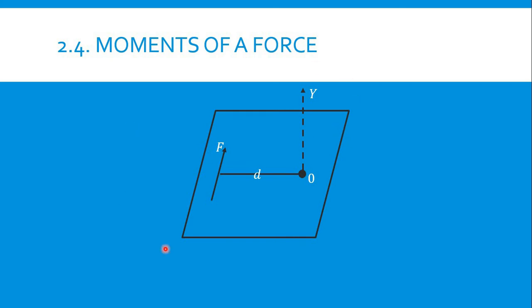Next is a sample illustration of the moment of a force. This is F, the force, and D, the distance. According to the definition of moment of a force, it is the measurement of its ability to produce turning or twisting about the axis. So if the force F rotates clockwise, it is positive. If F rotates counterclockwise, it means that the moment is negative.